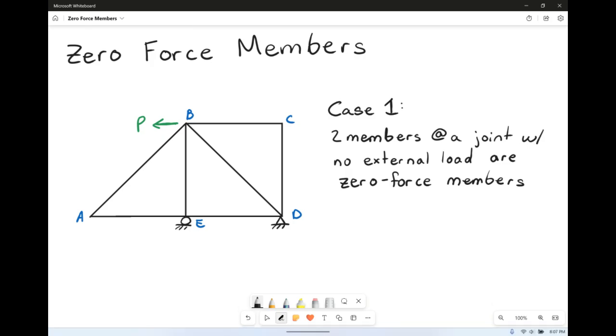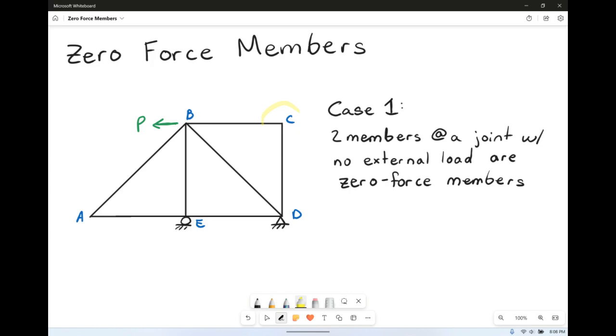This video is going to cover zero force members. There's two specific cases that come up pretty often for zero force members. Case 1 is when you have two members at a joint with no external loads. Those members are zero force members.